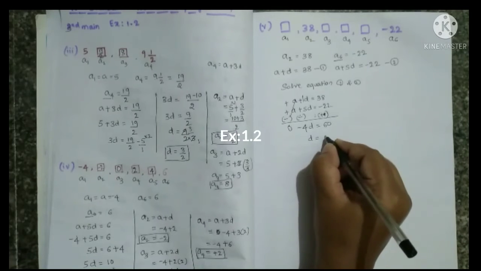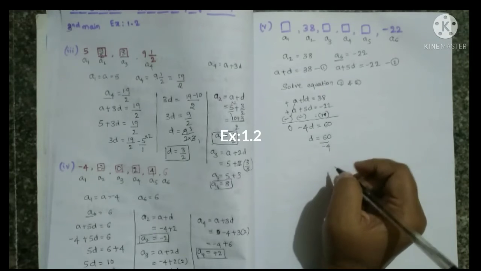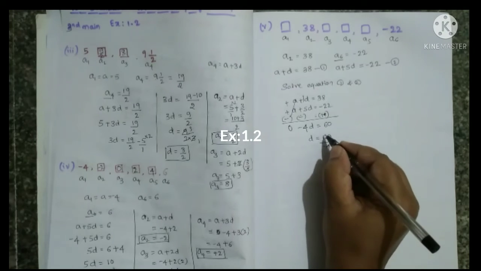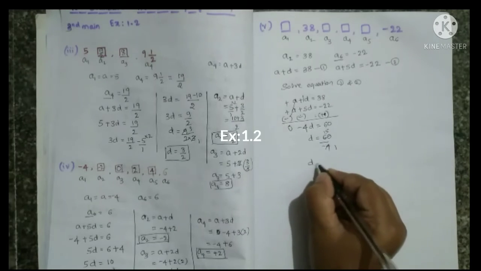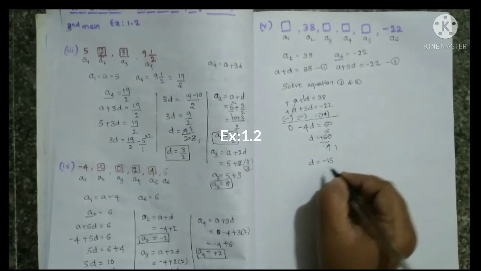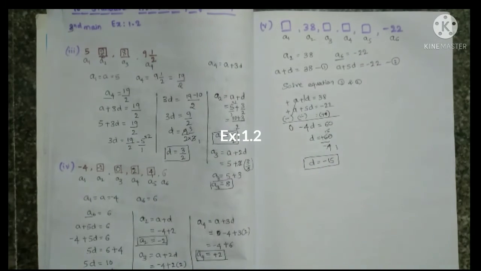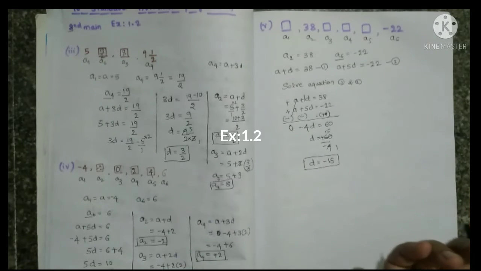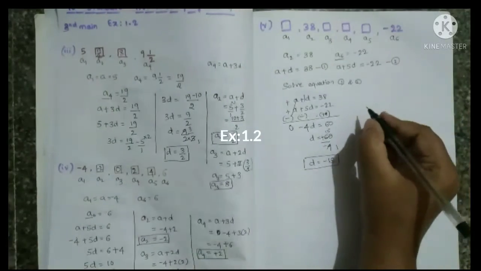So D equal to 60 divided by minus 4. 4 ones are 4, 2 will remain, 20, 4 fives are 20. So D value will be minus 15. Here plus by minus is minus only. So D value is minus 15, we got it. We don't know the A value yet. How are you going to find the A value? A value you have to find using the first equation.